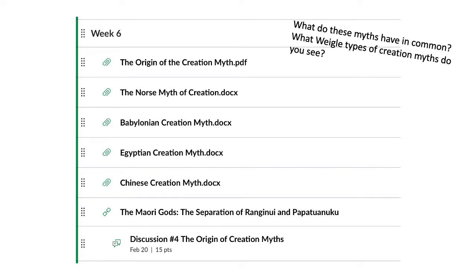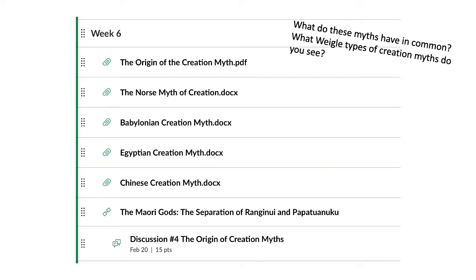What I'd like you to do as you watch these videos or read the text is think about two things. I want you to think about, what do these myths have in common? Do you notice any common elements, say between the Maori version of creation and Egyptian? Do they have any common features in the structure, like how the story is told, what came first and what came next and what came last, and so forth?